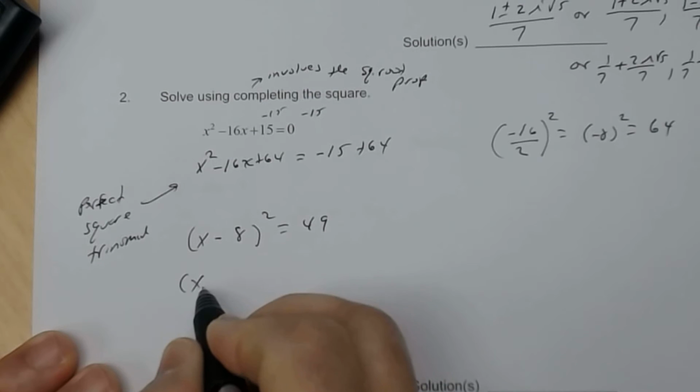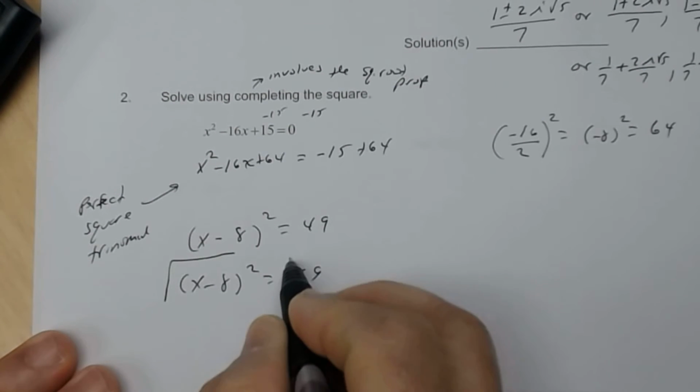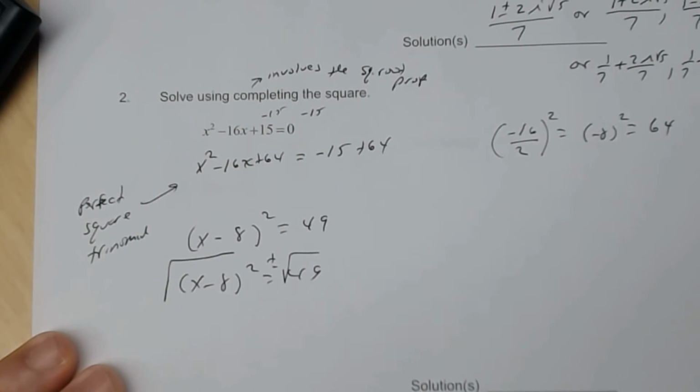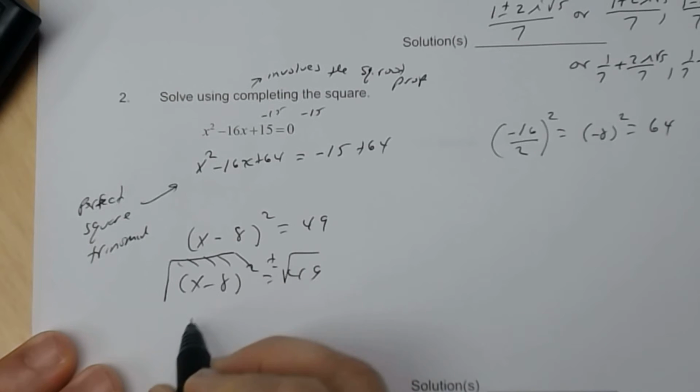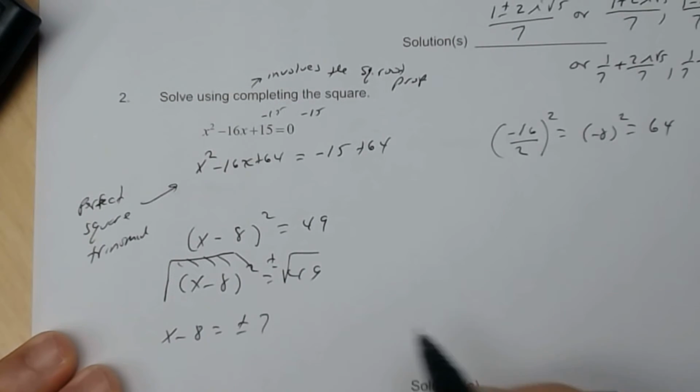All right, so I'm going to go ahead and rewrite this. I take the square root of both sides. Don't forget, though, when you take the square root of both sides, you get a plus and a minus. The square and the square root undo each other. So you get x minus 8 equals plus or minus the square root of 49, which is 7.